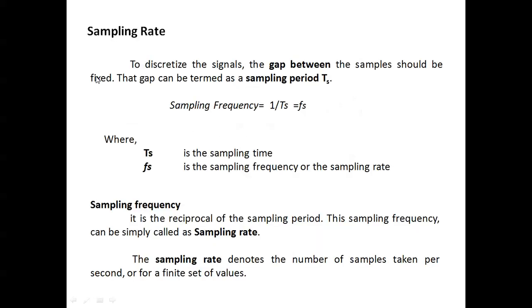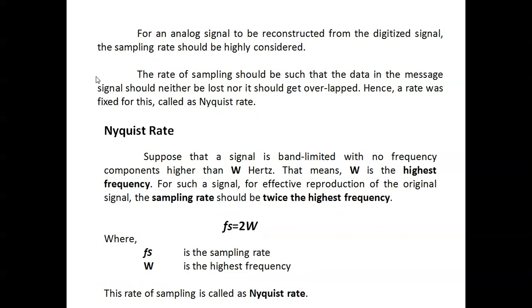So what is the sampling rate? The gap between samples is fixed and is termed the sample period Ts. Sampling frequency can be simplified by calling it the sampling rate. The sampling rate is denoted as samples taken per second. So the sampling rate is nothing but how many samples are taken within a second.